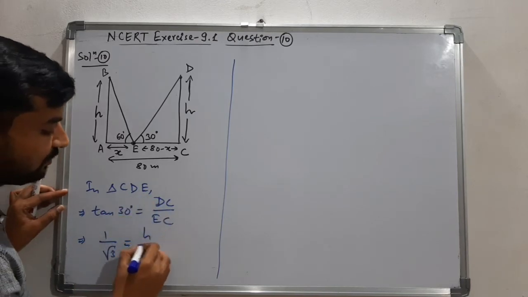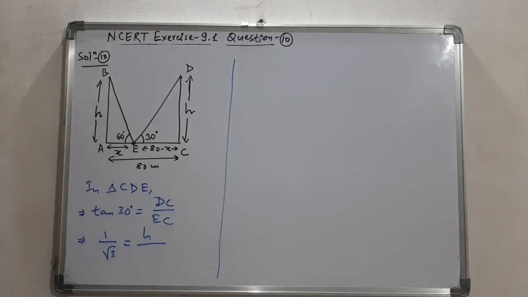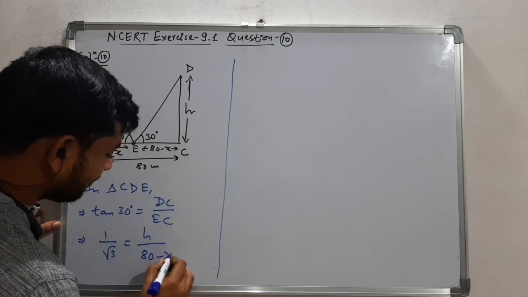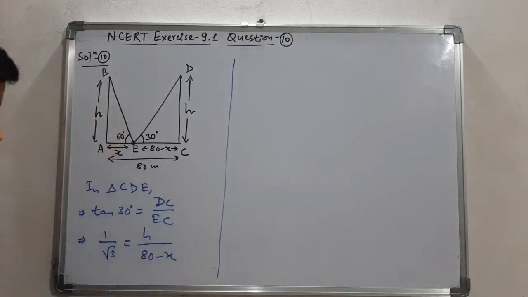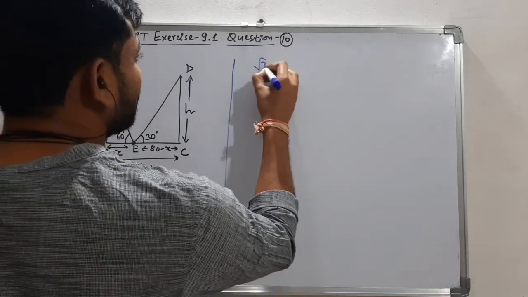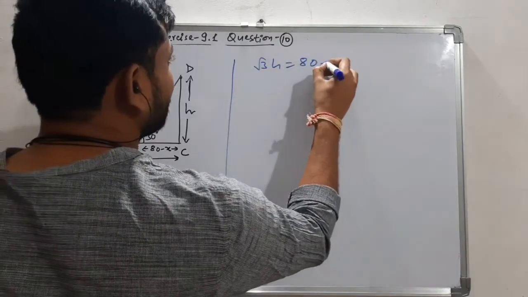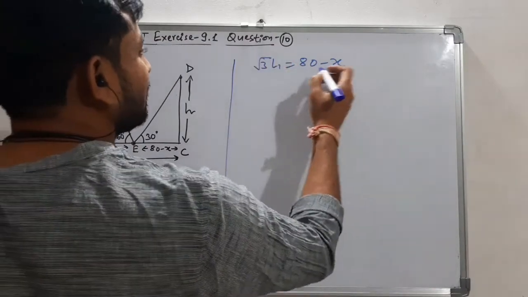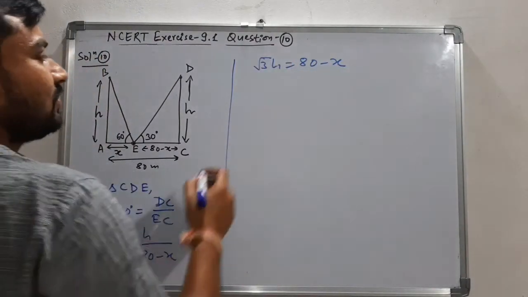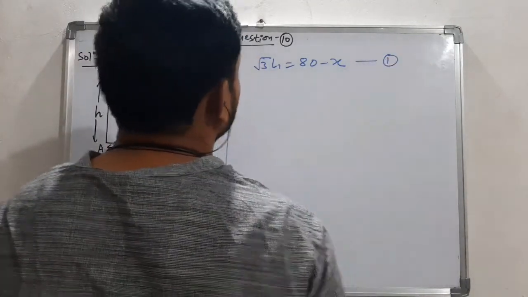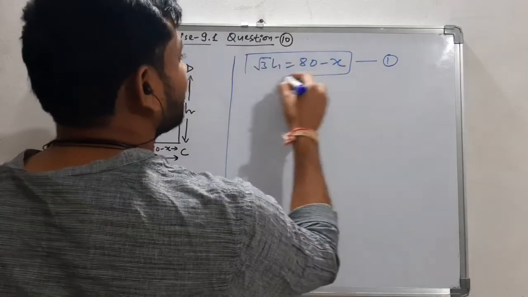DC is h, which we want to calculate here, and EC here I am taking as 80 minus x. If we cross multiply this, we will be getting root 3h is equal to 80 minus x. This is what we are getting from here. So we will use this relation somewhere. Let us call this equation 1, which we are getting from here.